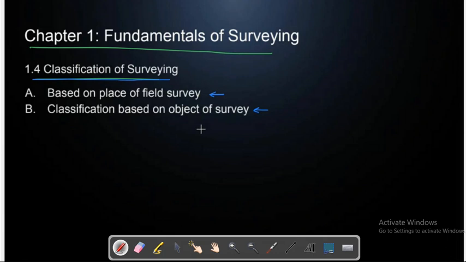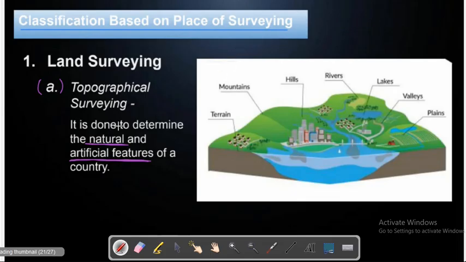Next, you can see the classifications of surveying, how we classify a survey. We have two categories to classify the survey based on the place of field, whether the place is land or whether the place is water. Similarly, we can also classify surveying based on object, whether it is an engineering survey, a military survey, or an archaeological survey. That will be the classification based on object of survey.